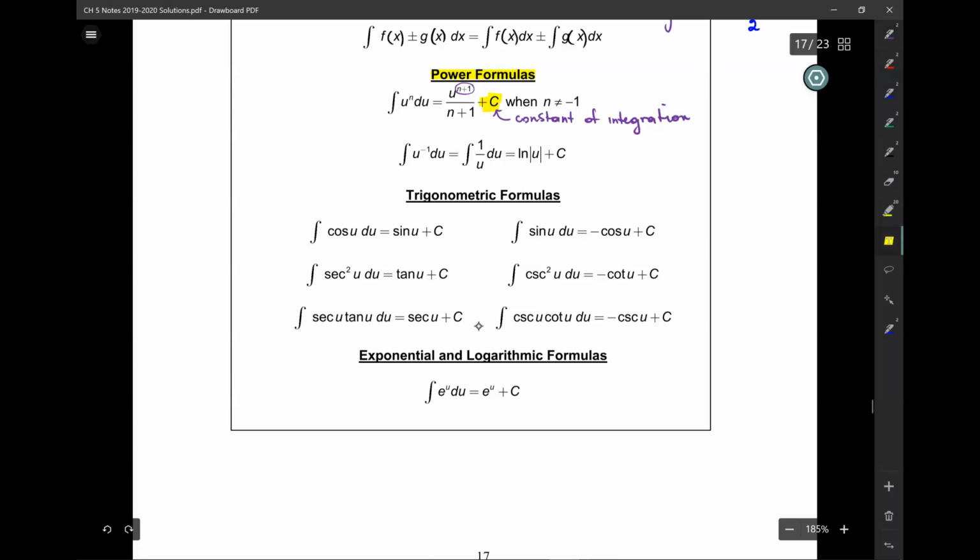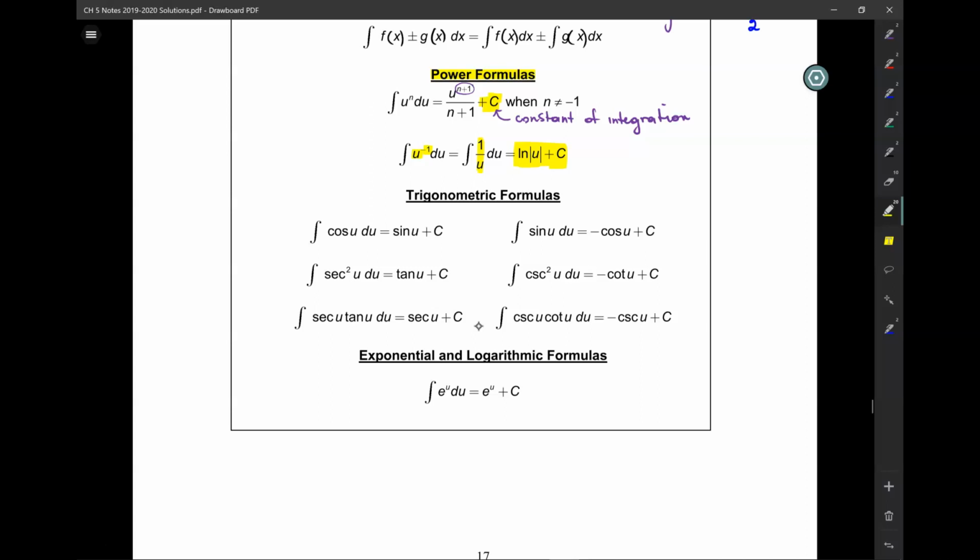Okay, so here's the next rule. u to the negative 1. How do we write u to the negative 1? It's 1 over u du, and the integral is ln of u plus c. So the integral of 1 over u is ln of u. So here's a question for you. Look just at the last part of this. ln of u. What's the derivative of ln? What's the derivative of 1 over u?